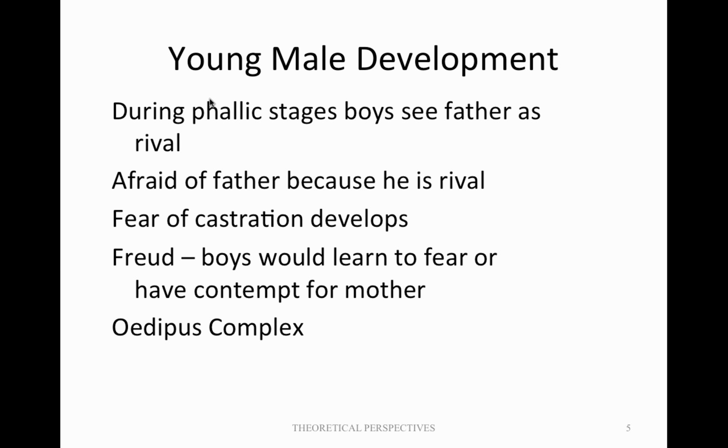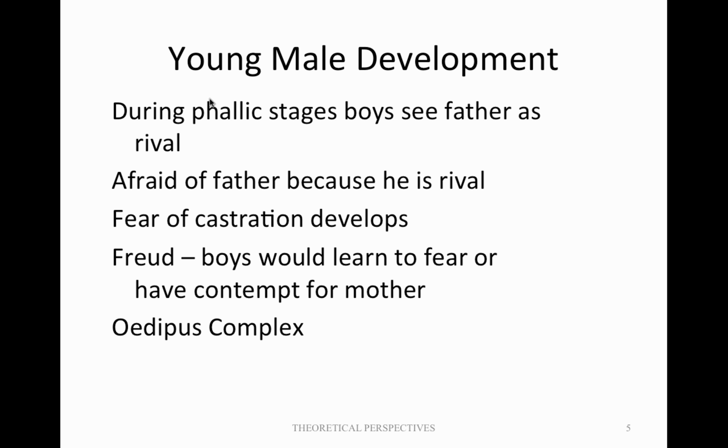Freud also developed theories regarding the development of sexual identities and sexual maturity in children. He created a developmental process for both boys and girls. For boys, he created what he labeled the Oedipus complex. According to Freud, during their phallic stage, boys began to see their father as a rival. And because the child was envisioning the father as a rival, he then developed a fear of his father.